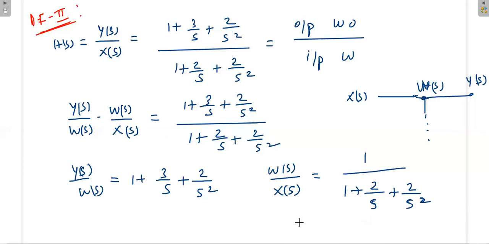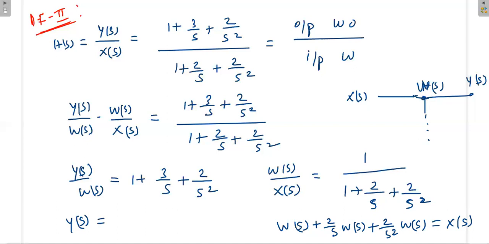So W of s plus 2 by s W of s plus 2 by s square W of s is equal to x of s. But what we need is W of s. Okay, we will keep W of s alone on this side, and the remaining terms we will take to the other side. Then, with respect to this, what we need finally is y of s, so directly we can get that from here. Y of s is equal to W of s plus 3 by s W of s plus 2 by s square W of s. Okay, now we will write this equation on the next page, but we need W of s alone. So the remaining terms, take to that side.